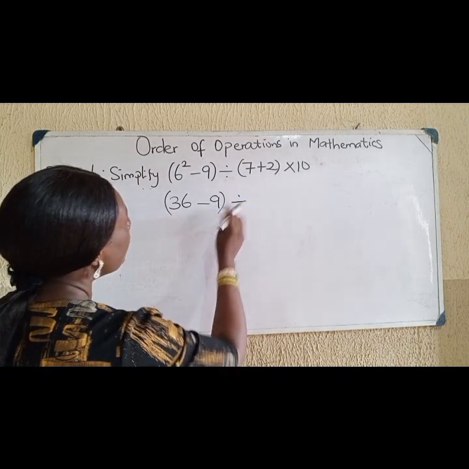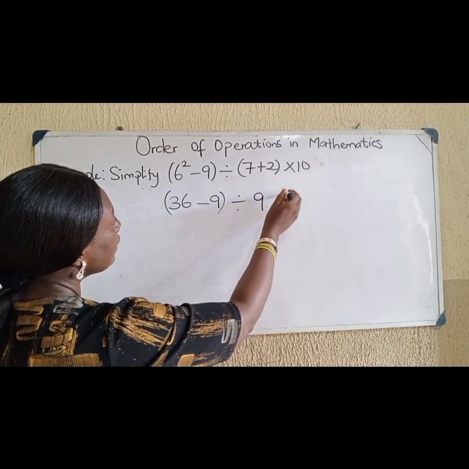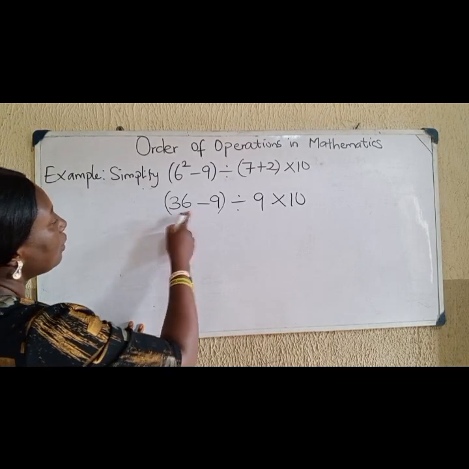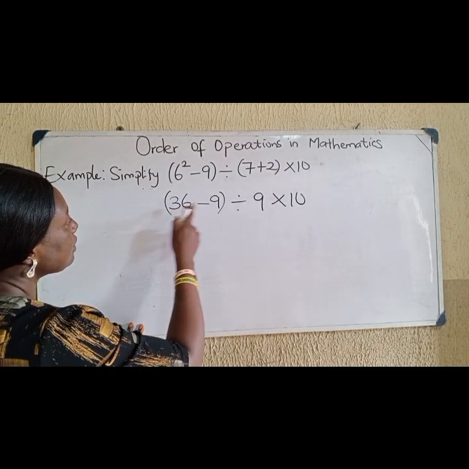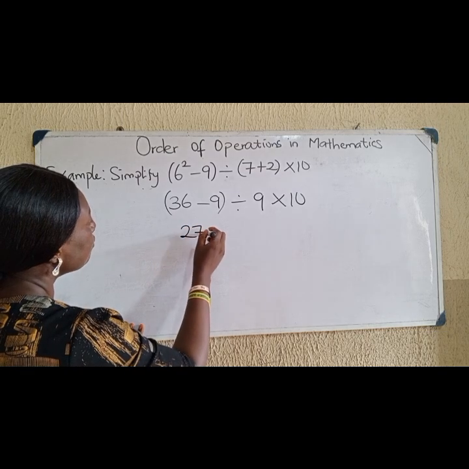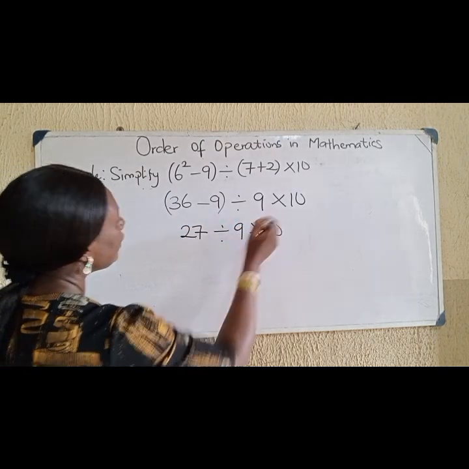Then divided by 7 plus 2 is what? 9 times 10. Now this I have to subtract. 36 minus 9 is what? 27 divided by 9 times 10.